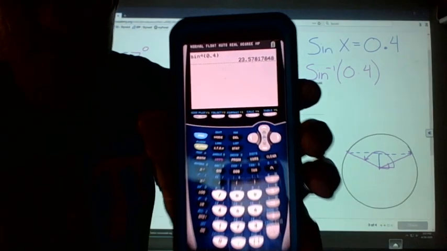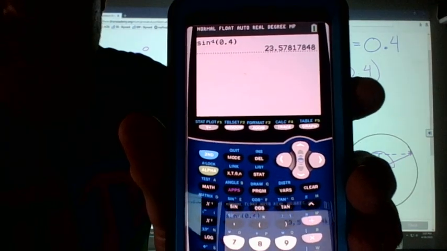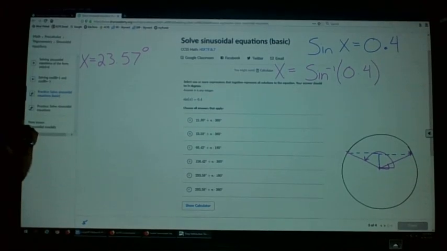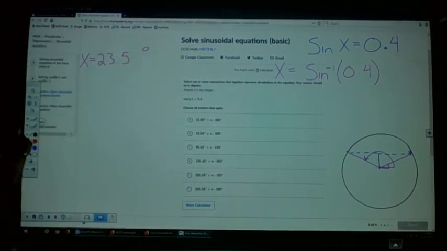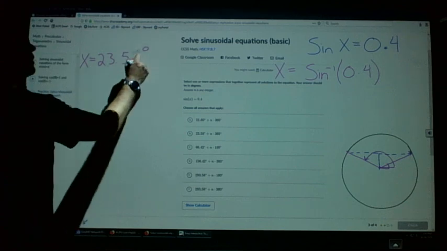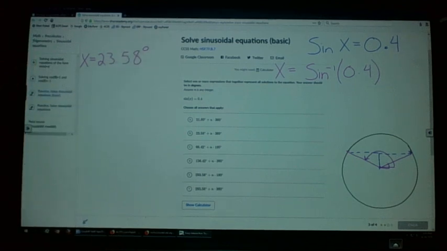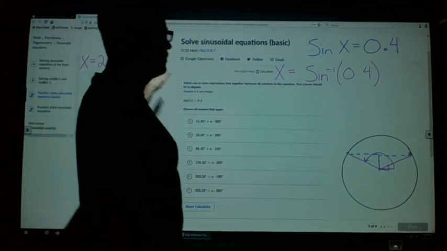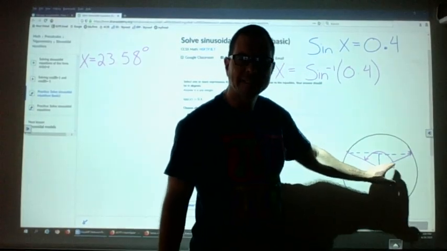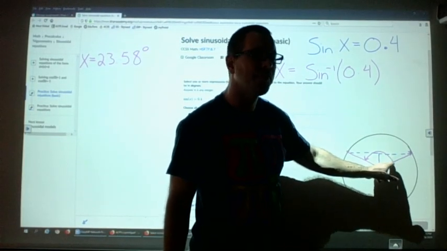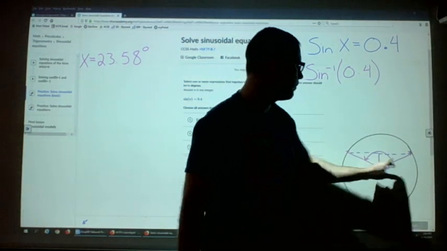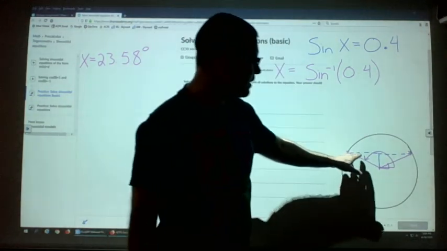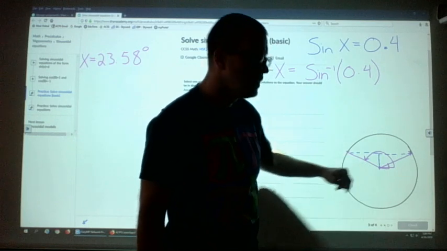That's all it did. I did the inverse sine. I got that 23.57, 58 if I round, which I should. 58 degrees. And if I look at my diagram, I know that's the angle that is in the first quadrant that has that vertical leg of 0.4, but I haven't found the one in the second quadrant yet.